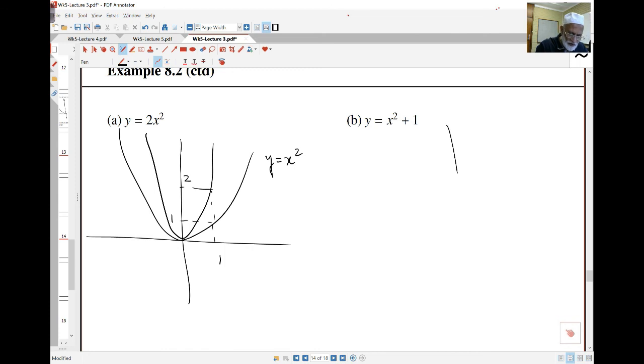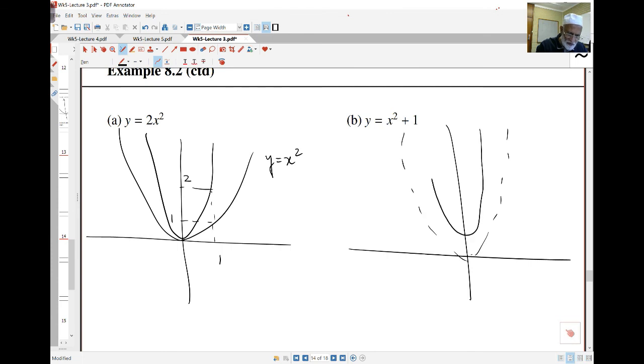X squared plus 1, what happens here is I have the x squared and I'm shifting this in the y direction by 1. Once I've got x squared, then my basic parabola y equals x squared. When I add 1 to it, it just goes up to that point there and starts there as 1. Nothing else changes. The graph is exactly the same, but it's translated in the y direction by 1. So that's the translation in the y direction by 1. This is the first one is a scale.